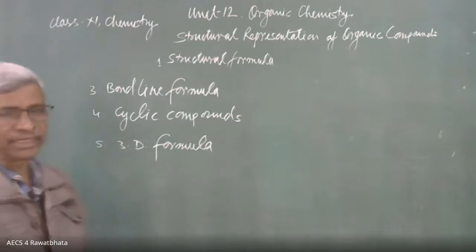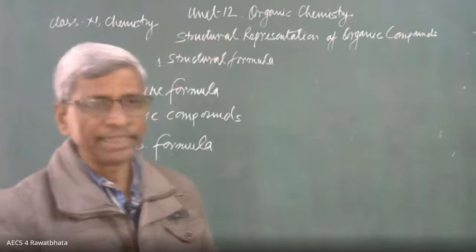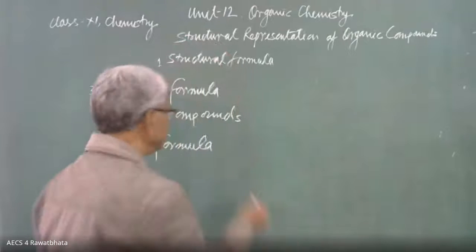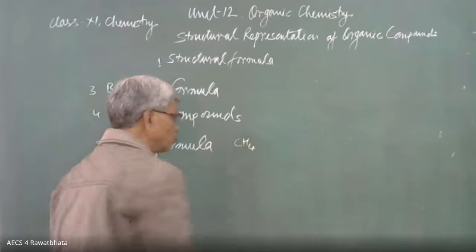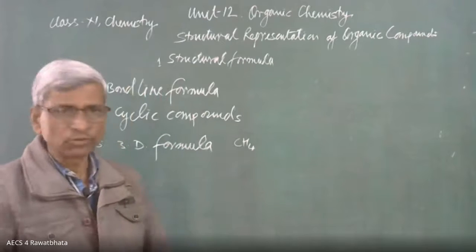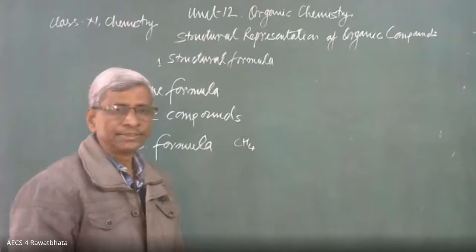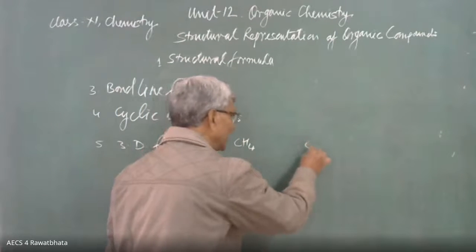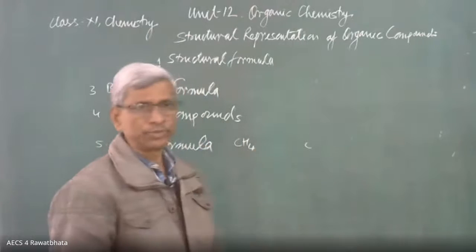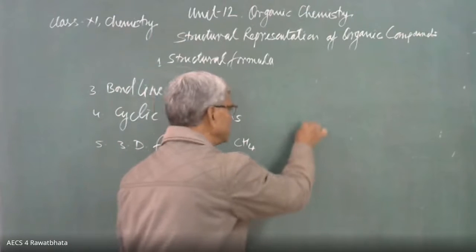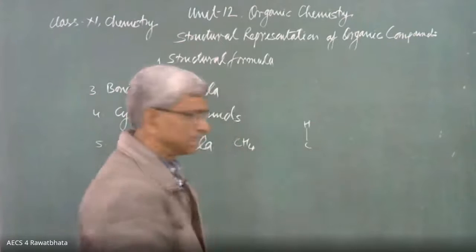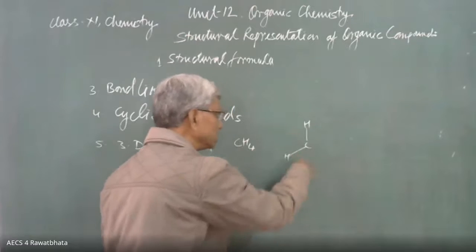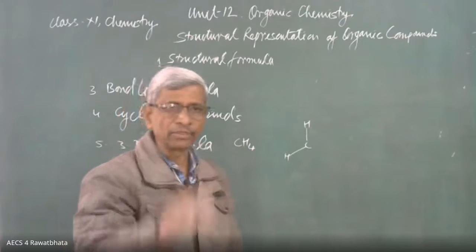In the 3D formula, we are writing the structure of the compounds. We are trying to represent a 3D structure on a 2-dimensional plane, like CH4, methane. How to write its 3D formula? That is not so common, but somewhere in stereochemistry it is needed. So here the carbon atom is lying on the plane of the board, one hydrogen atom here also on the plane of the board, the second hydrogen is also on the plane of the board. These are the three atoms lying on the plane of the board.